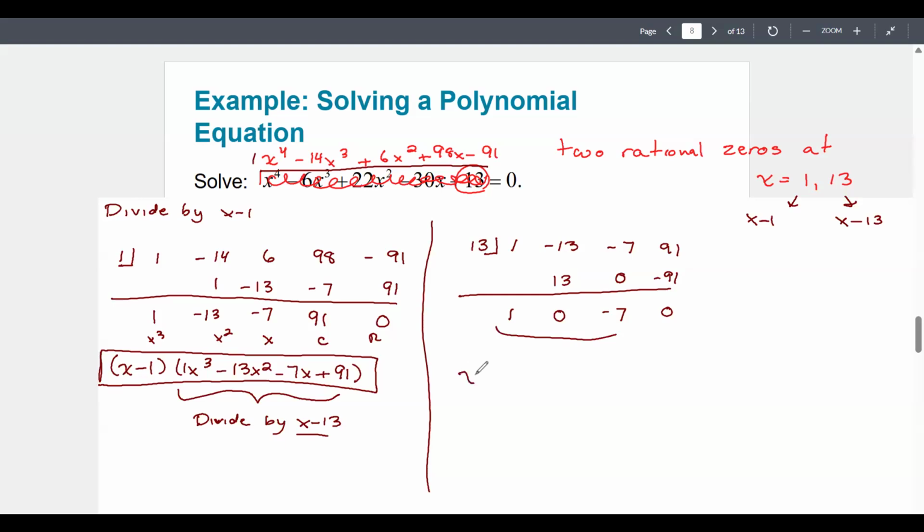So now I factored out x minus 1, and I factored out x minus 13 from this part, meaning that it factors into x squared minus 7, because this is my constant, my x, and my x squared.